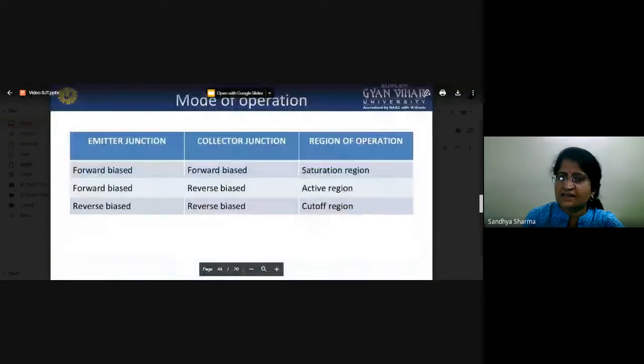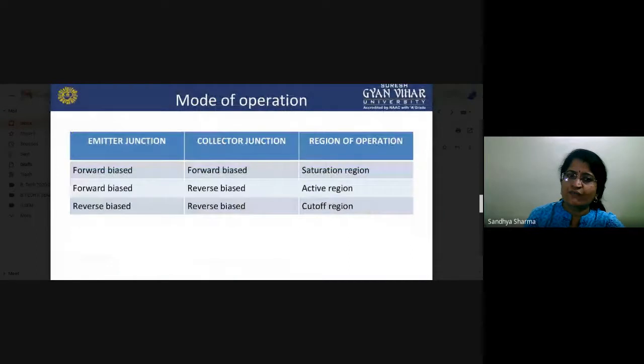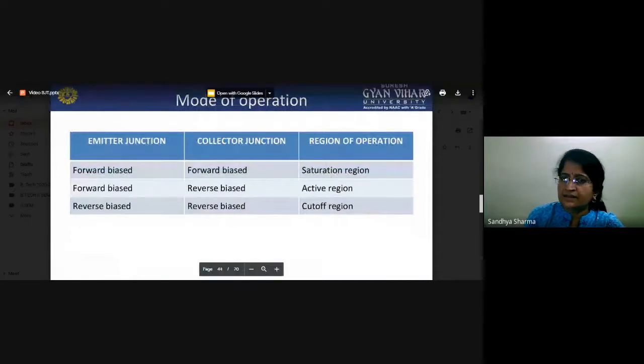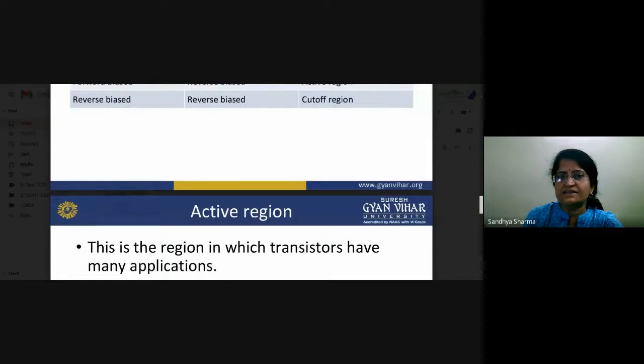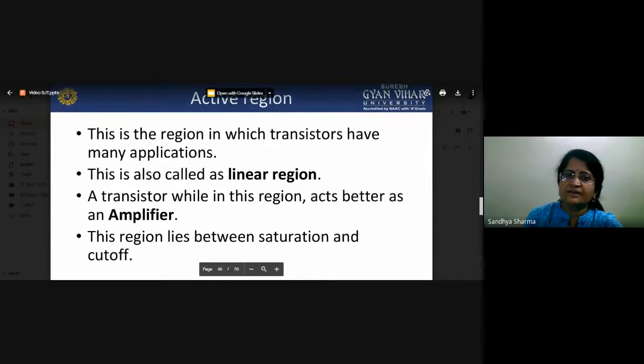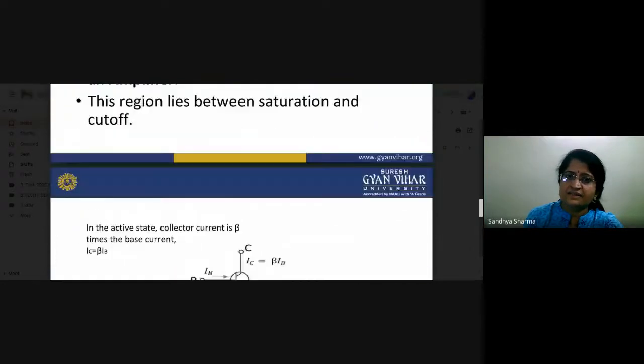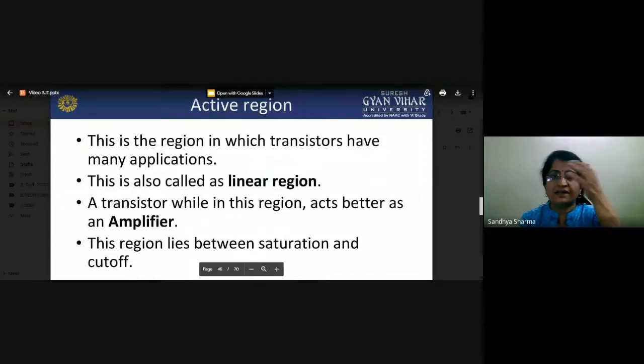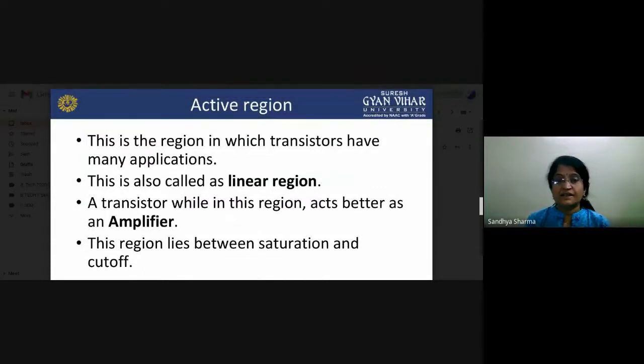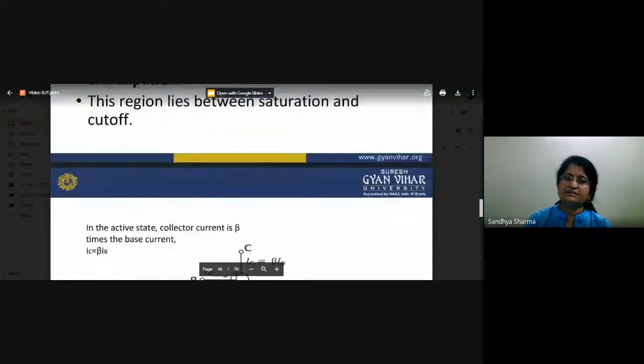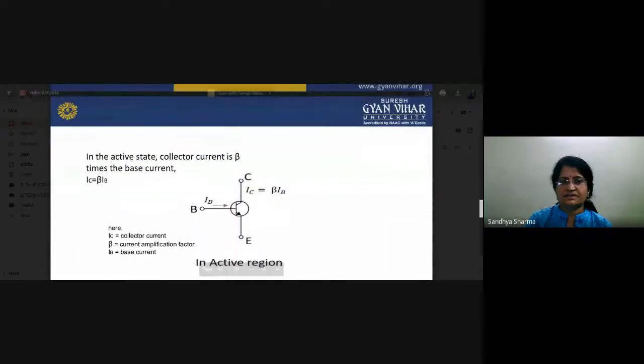Let us revise the criteria of the different regions. In the active region, you have to keep this criteria in mind. This is also called the linear region. Your emitter junction should be forward biased and your collector junction should be reverse biased. At that time the transistor works as an amplifier, and the relation is IC equals beta times IB, as we saw previously.